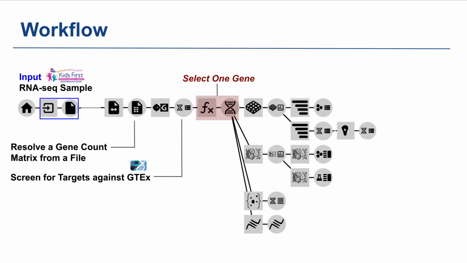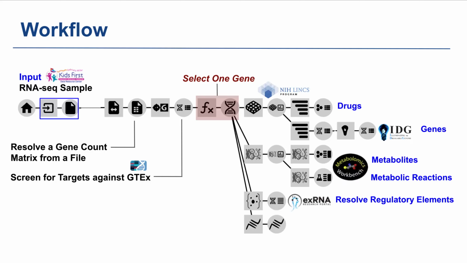Based on the user's gene selection, the workflow gathers information about the target from Link's IDG, metabolomics workbench, xRNA, and glygen, and presents that information as a report with figures and tables.